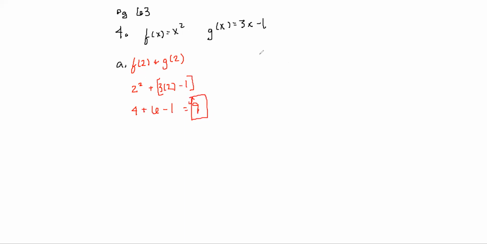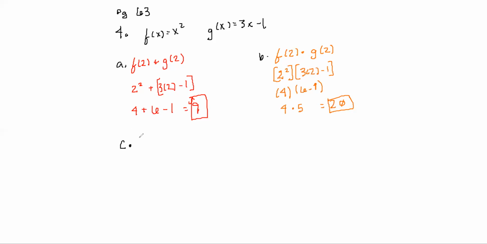All right. So B, we are looking at f of 2 times g of 2. Same kind of principle, plug 2 into both of them. f of 2 is going to be 2 squared times g of 2, which is 3 times 2 minus 1. Here we have 4 times 6 minus 1, or 4 times 5, which is 20. All right.